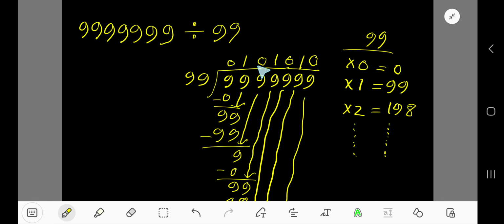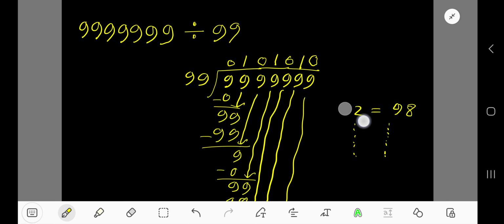So our answer is this, with remainder 9. This 0 doesn't have any value. So just place a comma after every 3 digits. So 101,010. Remainder 9 is our answer.